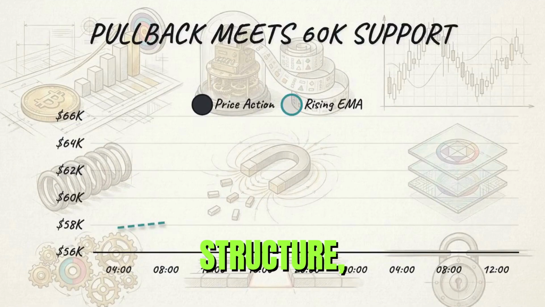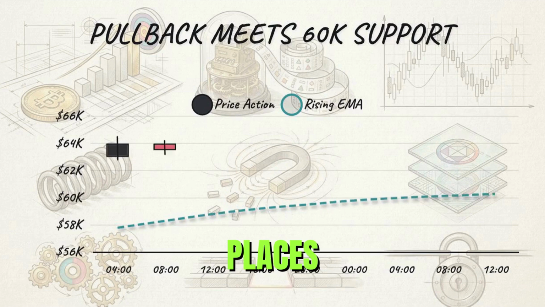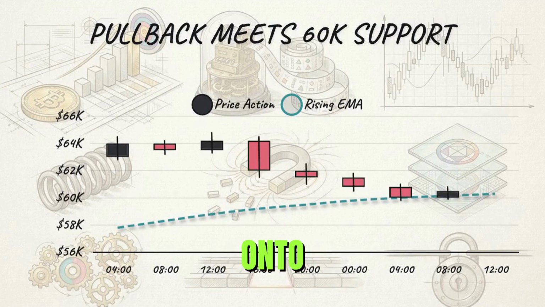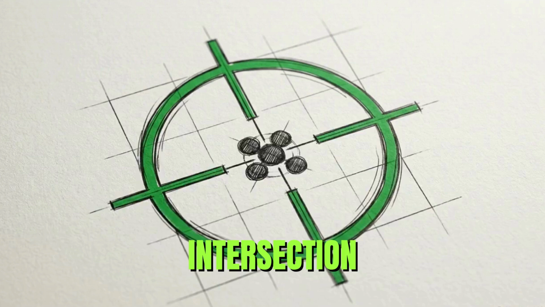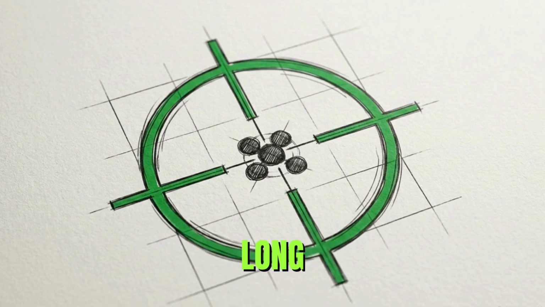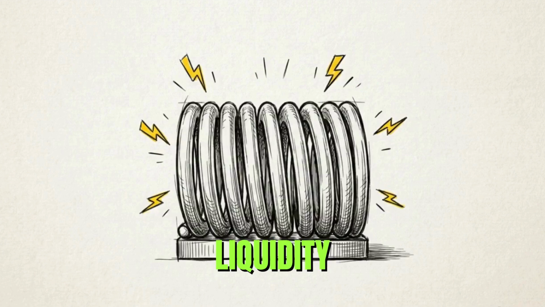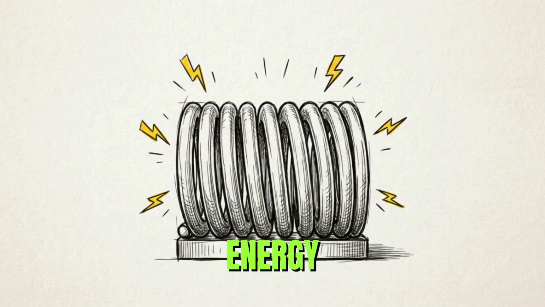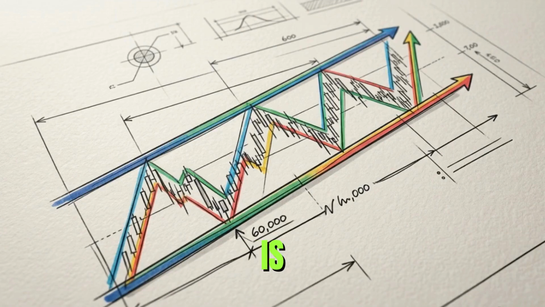In this current structure, a drop to $60,000 places the price candles directly onto the rising EMA. This intersection point represents a high probability zone for smart money to build long positions. This localized liquidity grab functions like a coiled spring, gathering the kinetic energy required for an upward thrust. A short-term drop to $60,000 is the structural prerequisite needed to sustain a long-term bullish trend.